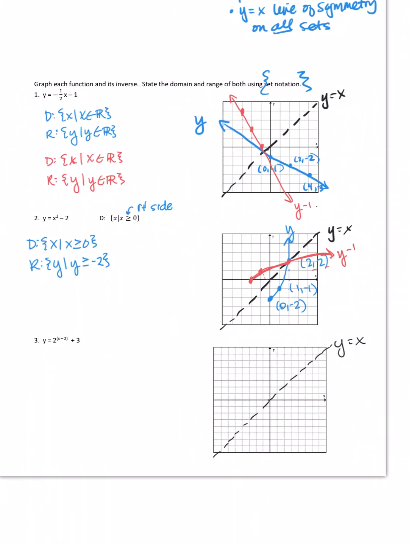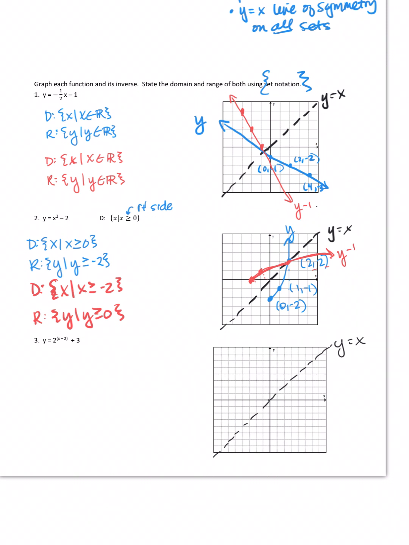Now let's do domain and range. The domain of my inverse, look at this. The x values start at -2 and then they get greater. So it's x is greater than or equal to -2. And the range, it goes from 0 up. So y is greater than or equal to 0.